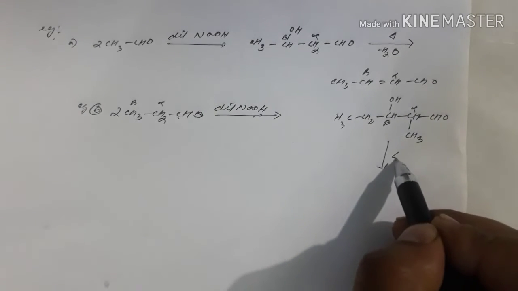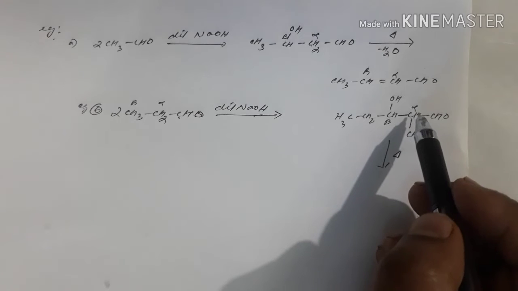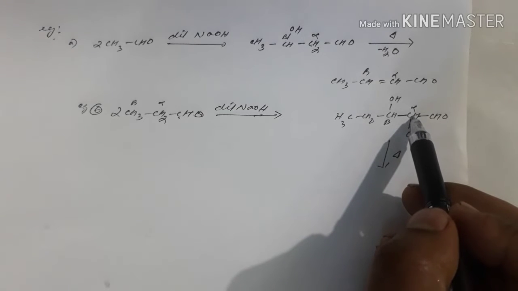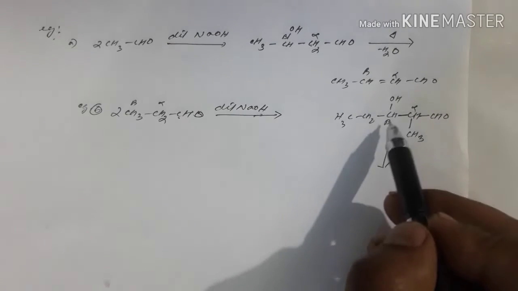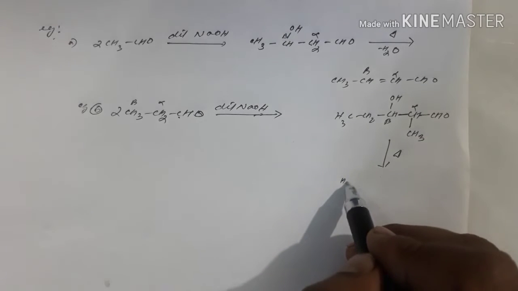Now once it undergoes condensation, you remove one hydrogen from the alpha carbon and the OH group from the beta carbon, and place the double bond, right?